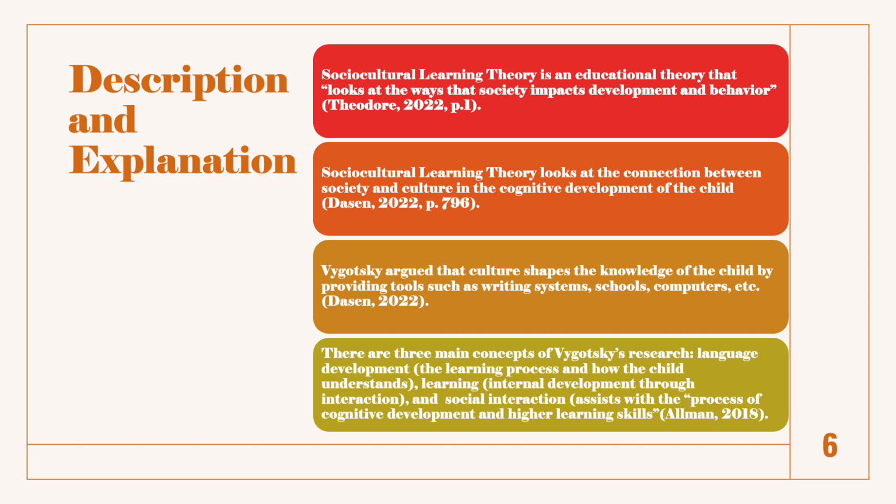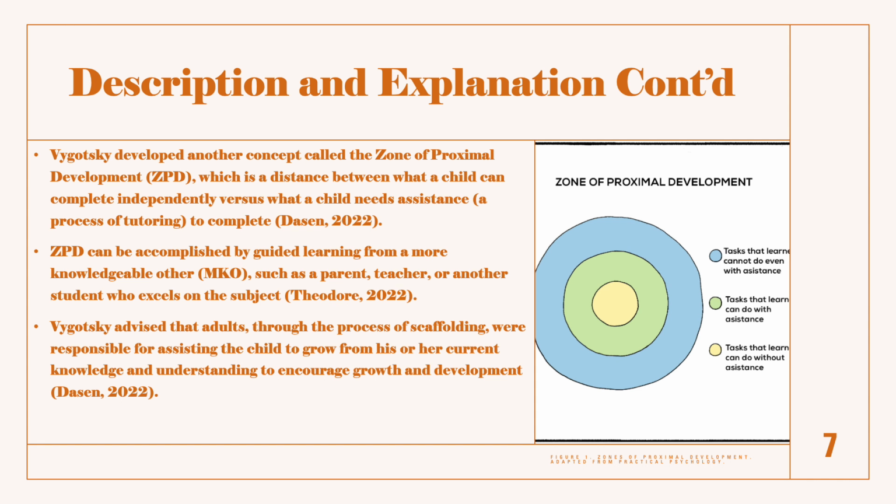Vygotsky argued that culture shapes the knowledge of the child by providing tools such as writing systems, schools, computers, etc. And there are three main concepts of Vygotsky's research: learning development, which is the learning process and how the child understands; learning, which is the internal development through interaction; and social interaction, which is assisting with the process of cognitive development and higher learning skills.